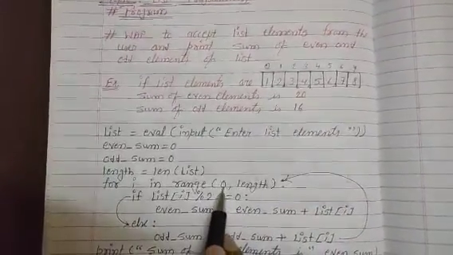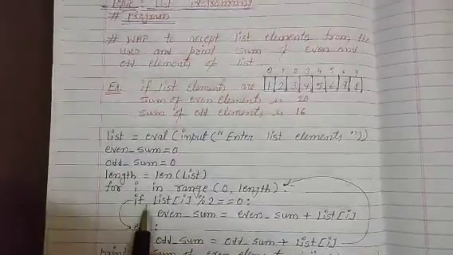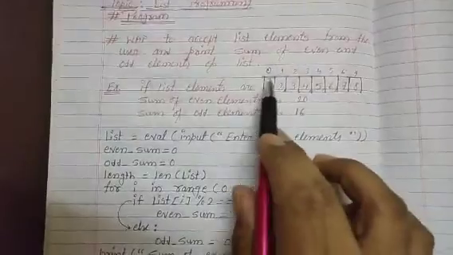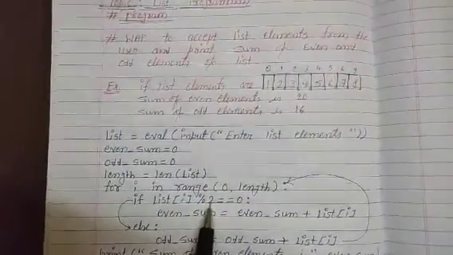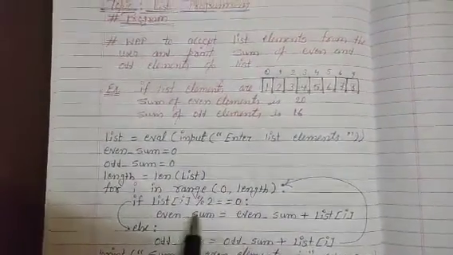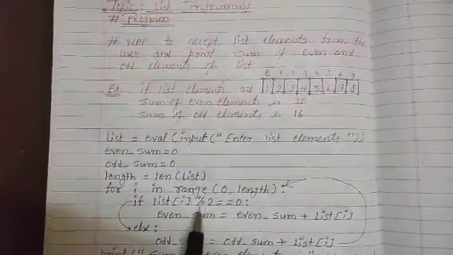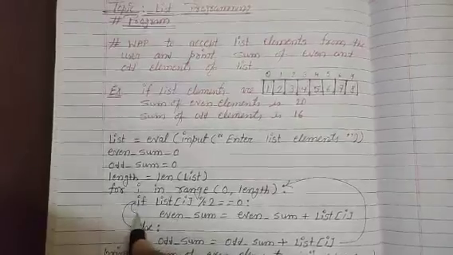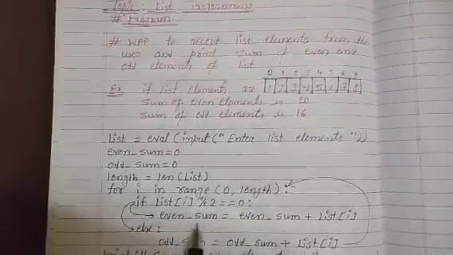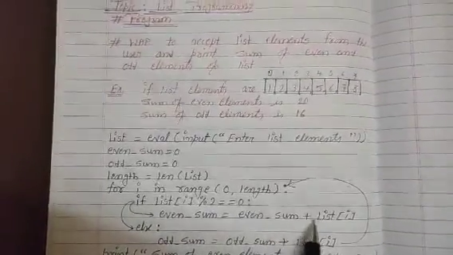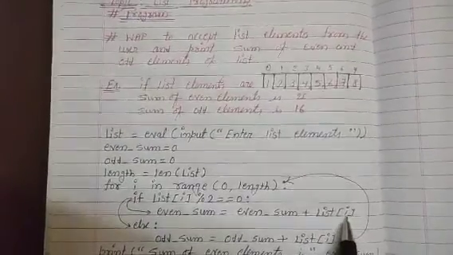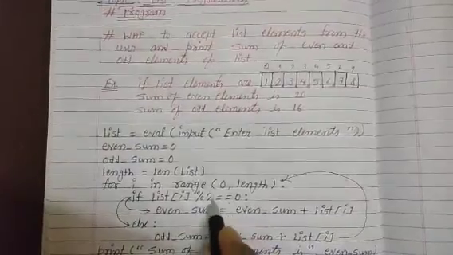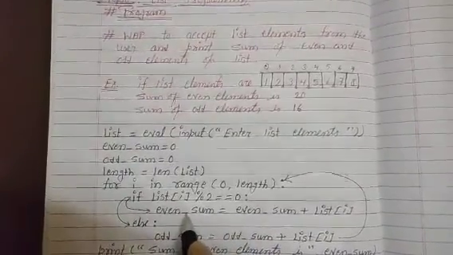Now the index is 1. So i is 1. Check if list of 1, that is 2. 2 mod 2 equal to 0. Yes, the remainder is 0. Then this is an even number. Then control goes inside the if body: even sum equal to even sum plus list of 1, that is 2. 2 plus 0 is 2. 2 is assigned to even sum, so the even sum value is 2.